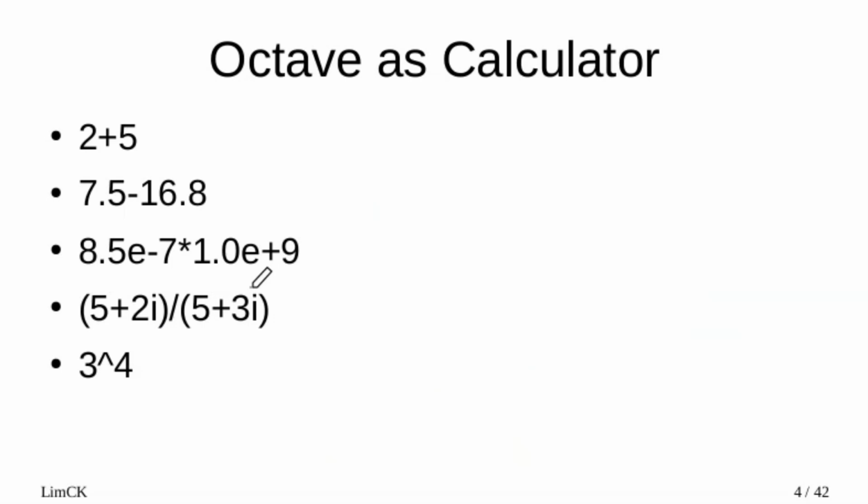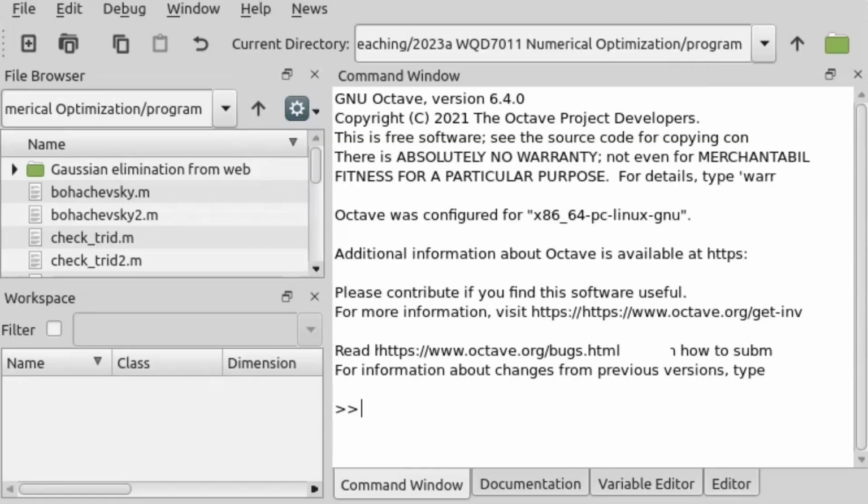Let me start by showing you the interface of Octave. This is the Octave installed in my computer. It's a bit old, but you can find the latest version on the website I showed you just now. Here you can see a sort of file browser. You can look for your files here, and all the files you save can be saved with the extension .m.